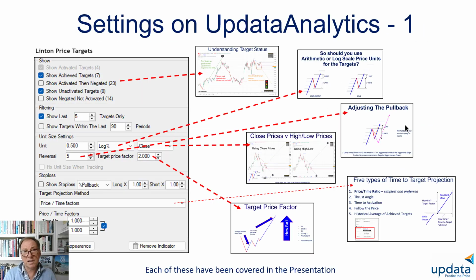So this slide, if you are studying the slides, just helps you understand which bits in the dialogue refer to which areas. So here, for example, if you chose high-low, that's there. If you chose the factor, that's that slide. This is the time price factors. There's 5 projections, which I've talked about in the last lesson. This is where you could adjust the reversal, which I don't recommend you do. Here, should you use log scale or arithmetic, and understanding the target status. So this slide just helps you understand that, and each of these have been covered in the presentation.